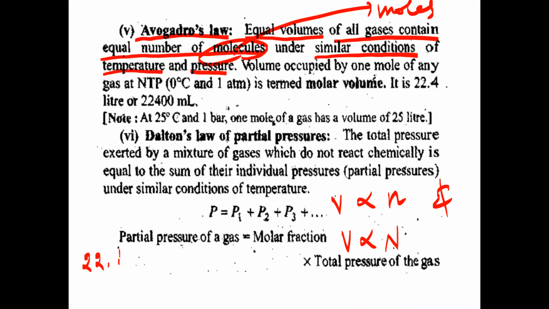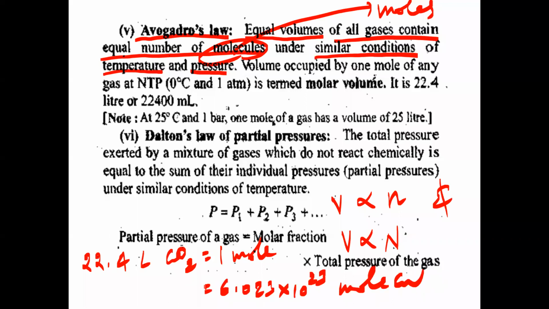Suppose 22.4 liters of CO2 is equal to how many moles? 1 mole. And 1 mole means how many molecules? 6.023 into 10 to the power of 23 molecules. So 22.4 liters of CO2 is equal to 1 mole of CO2 and 6.023 into 10 to the power of 23 molecules. This number is called Avogadro's number.